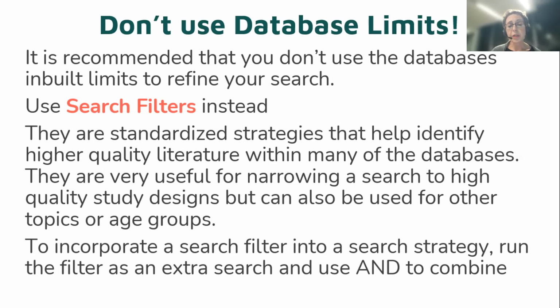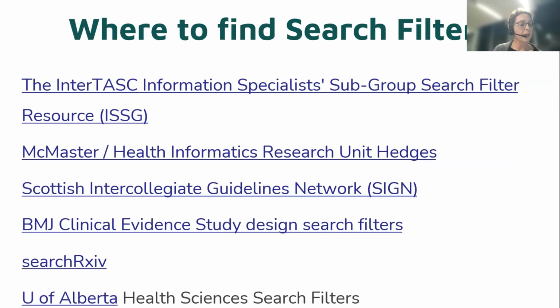To incorporate the search filter into your search strategy, you need to run and enter the search filter exactly as it appears, save it as an extra search, and then use AND to combine it with your final search of your components. You have to make sure that if you're using or adapting a search filter, you report this as per your PRISMA statement. So these are just some of the places where you can find these tried and tested search filters to use to limit your search to particular study designs or particular age groups.